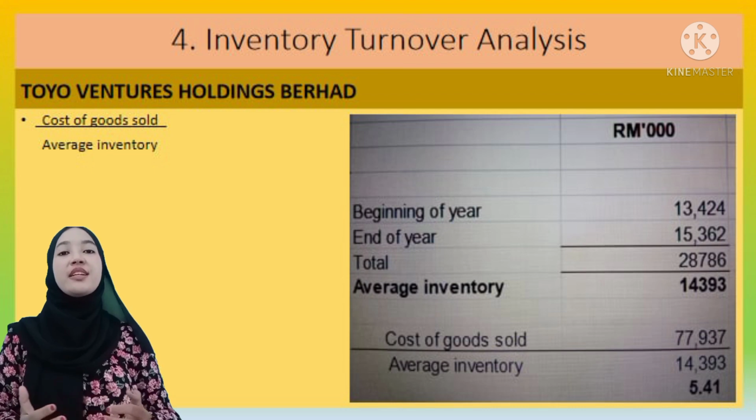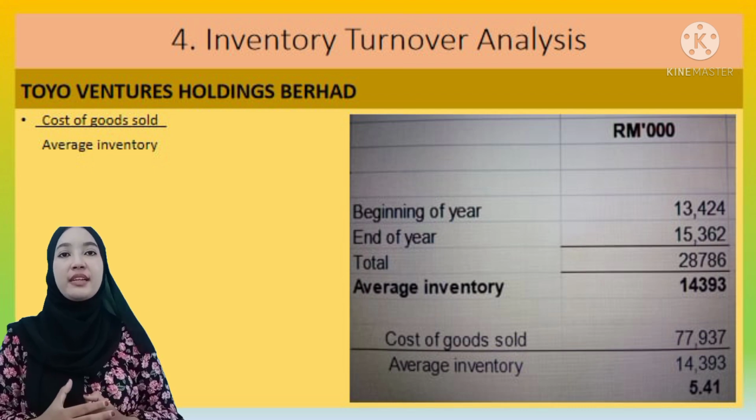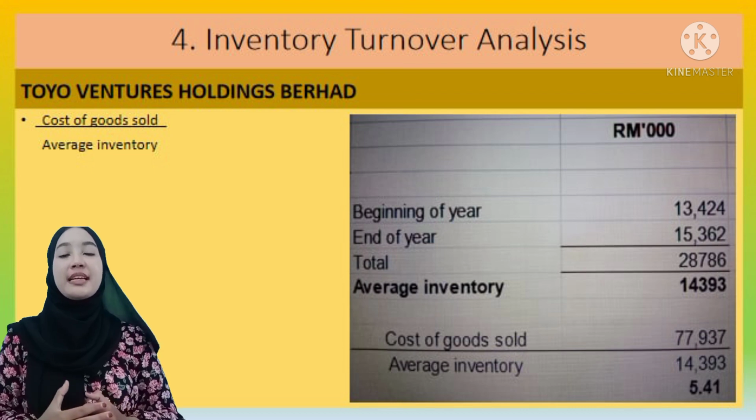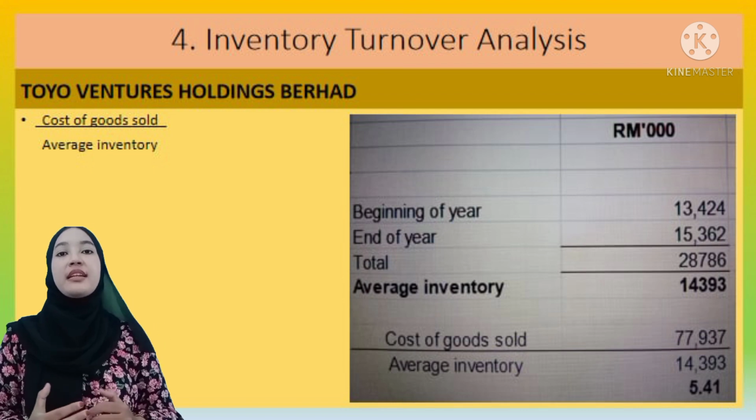The formula to compute average inventory for Toyo Ventures Holding Berhad is beginning of year 30,424,000 plus end of year 50,362,000 equal 28,786,000. 28,786,000 divided by 2 equal 40,393,000. Cost of goods sold 77,937,000, get from annual report 2020 statements of profit or loss and other comprehensive income, divided by average inventory 40,393,000 equal 5.41.